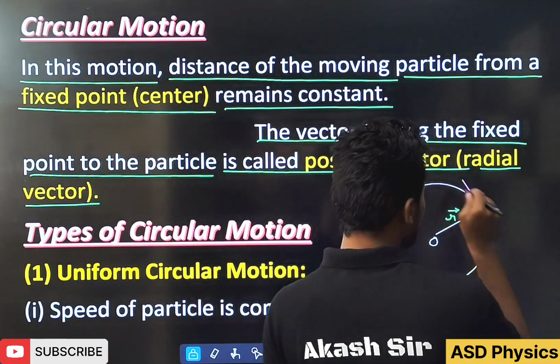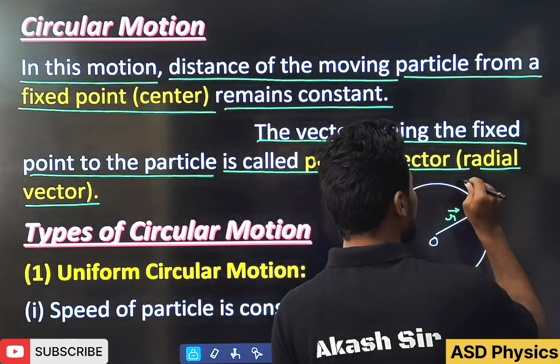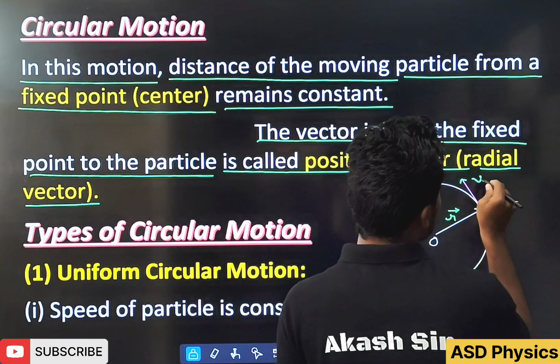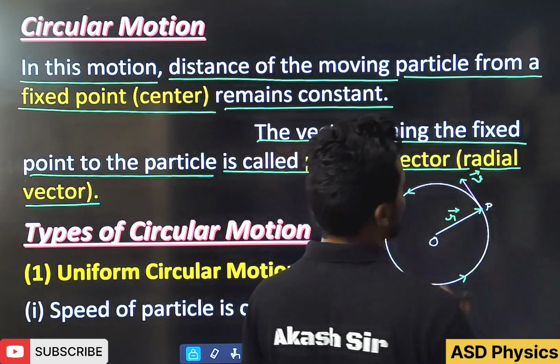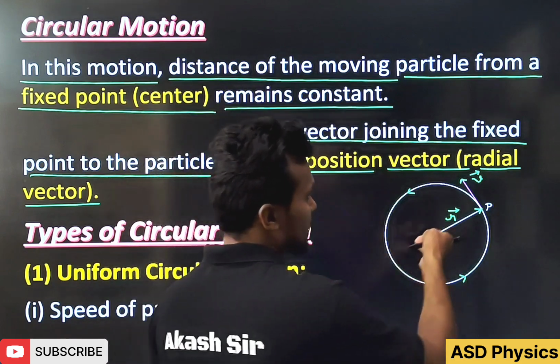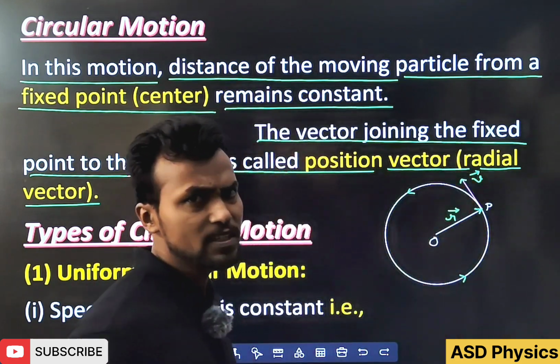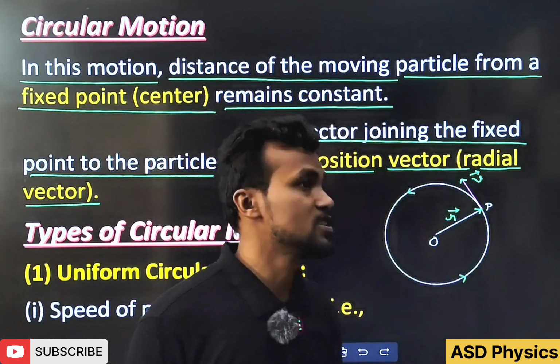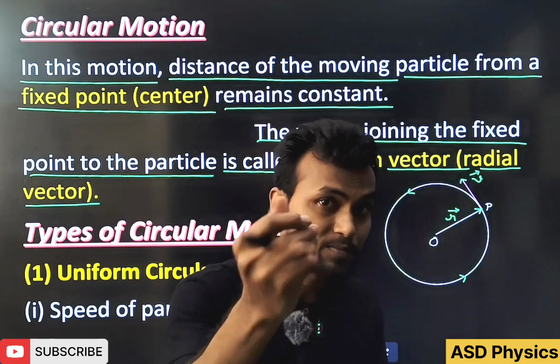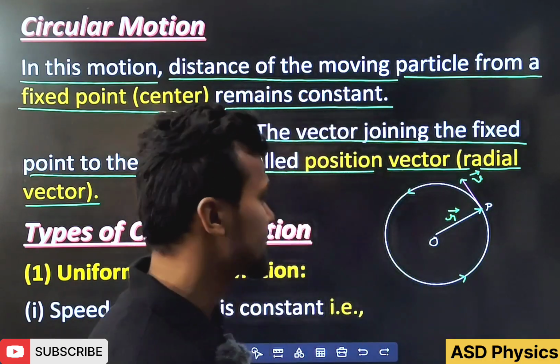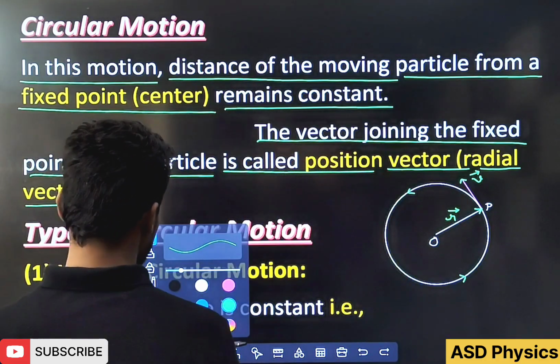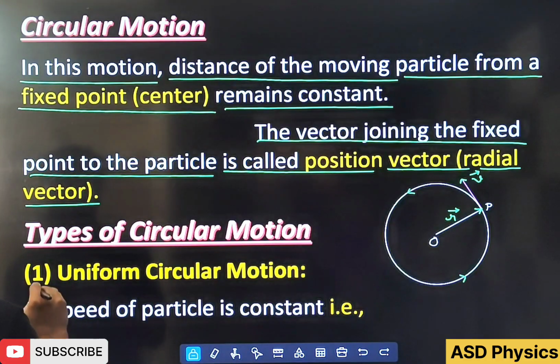After that, remember that instantaneous velocity is represented by the tangent. So we can write V here. This is the radial vector R, this is the velocity V. Because velocity is a vector quantity, and instantaneous means, as I have told you, we have to draw the tangent. Okay. After that, next we are going to see the types of circular motion.